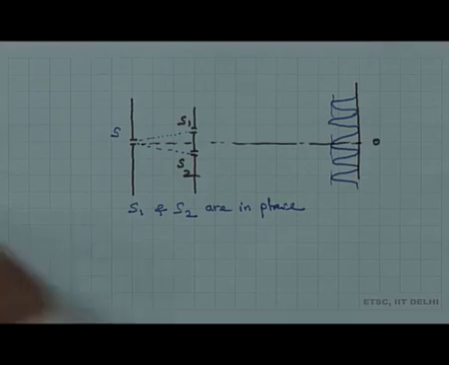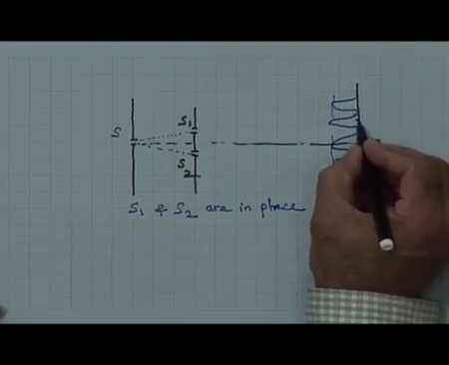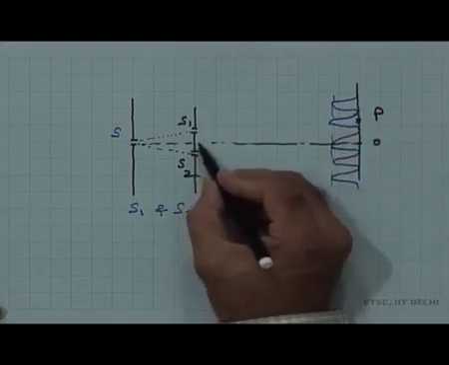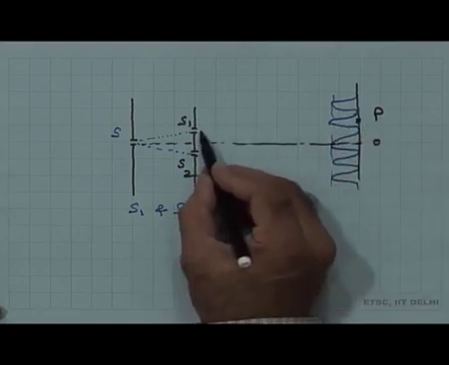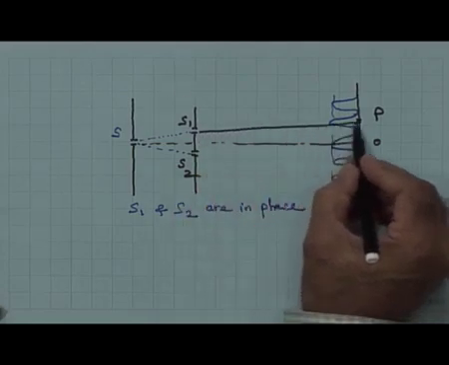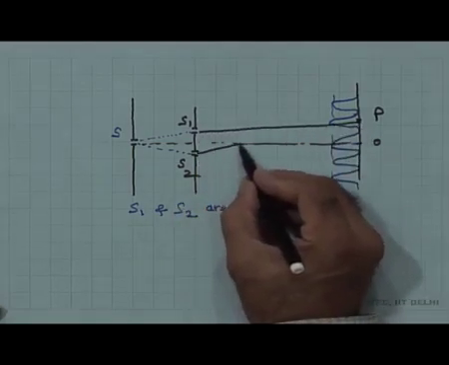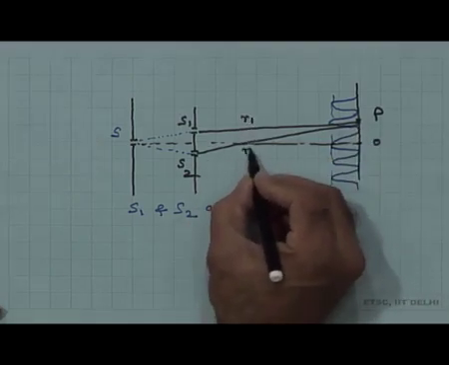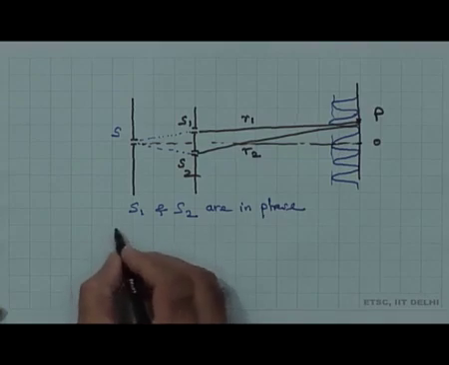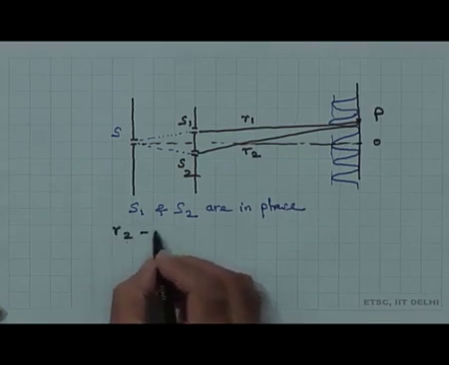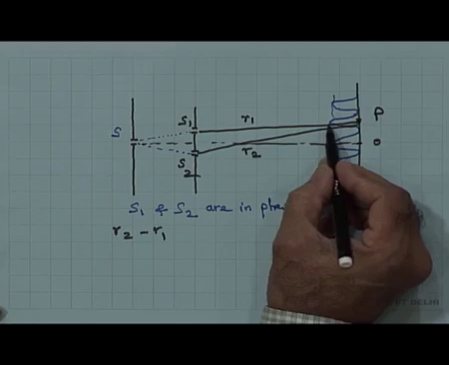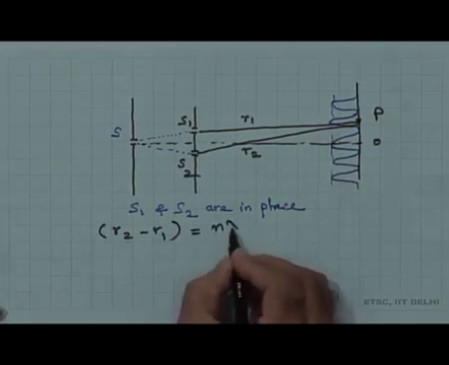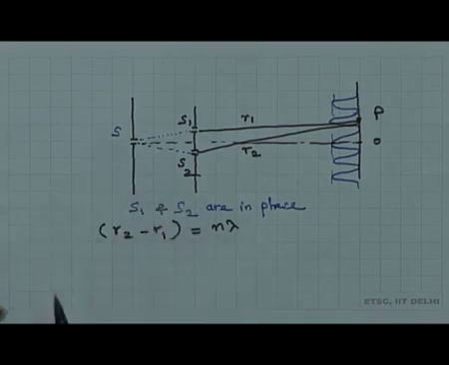So, if I take an arbitrary point P here, in this case I have taken it corresponding to the maxima. If we take this as P, then S1P and S2P are these, which we had designated as R1 and R2. The path difference is R2 minus R1, and if it corresponds to a maximum, then this would be an integral multiple of lambda, where lambda is the wavelength of the source.